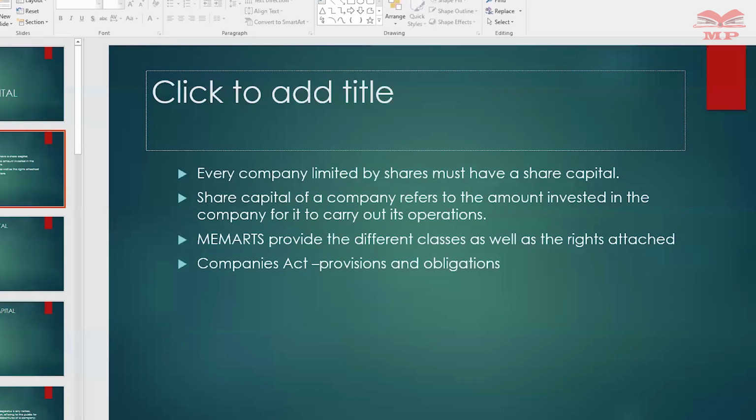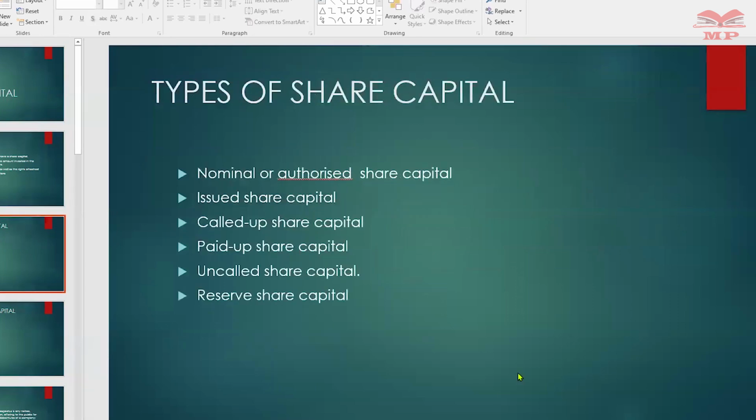So we have various types of share capital. That is the nominal or authorized share capital. This is what is set out in the memorandum that is provided to the Register of Companies. This figure shows the maximum number of shares the company is authorized to issue and the nominal value of each share, but it does not indicate how many of these have been issued and how many have been paid for.